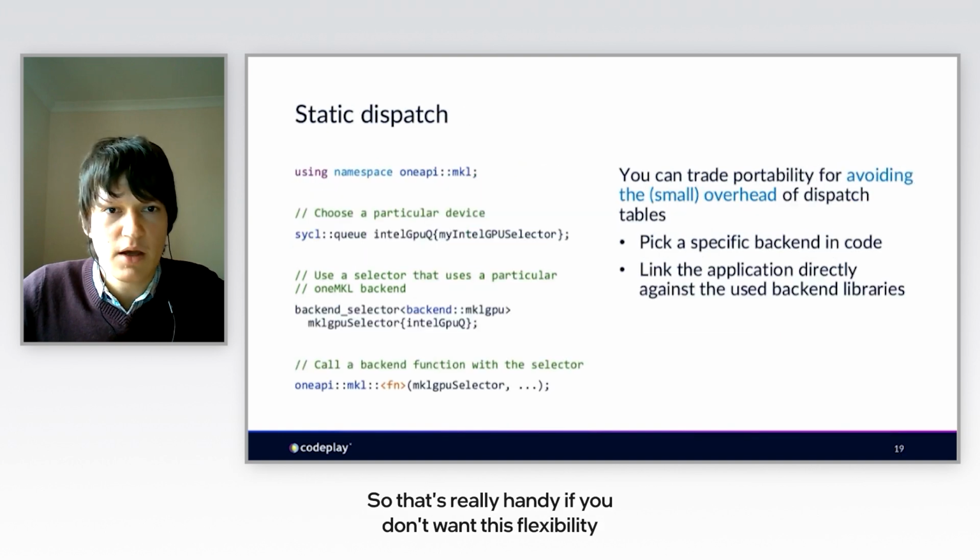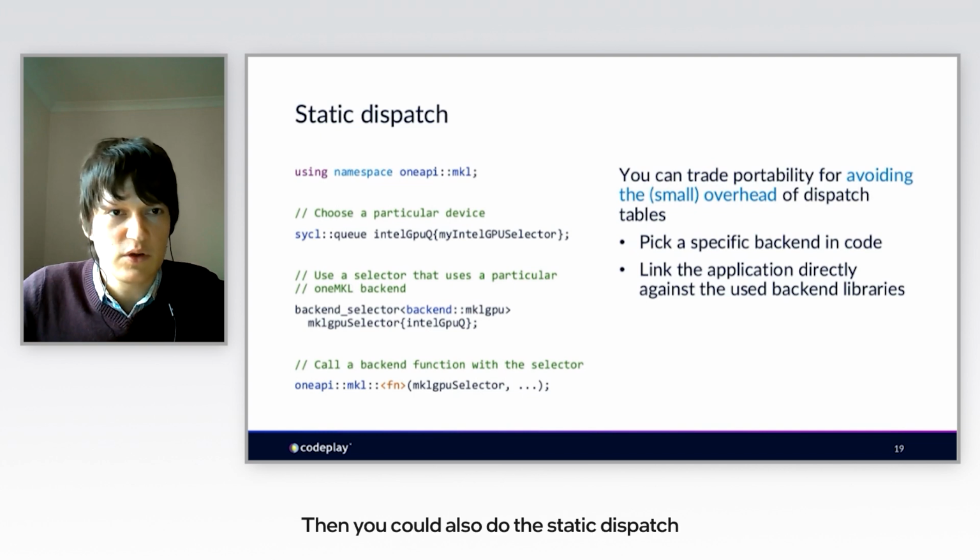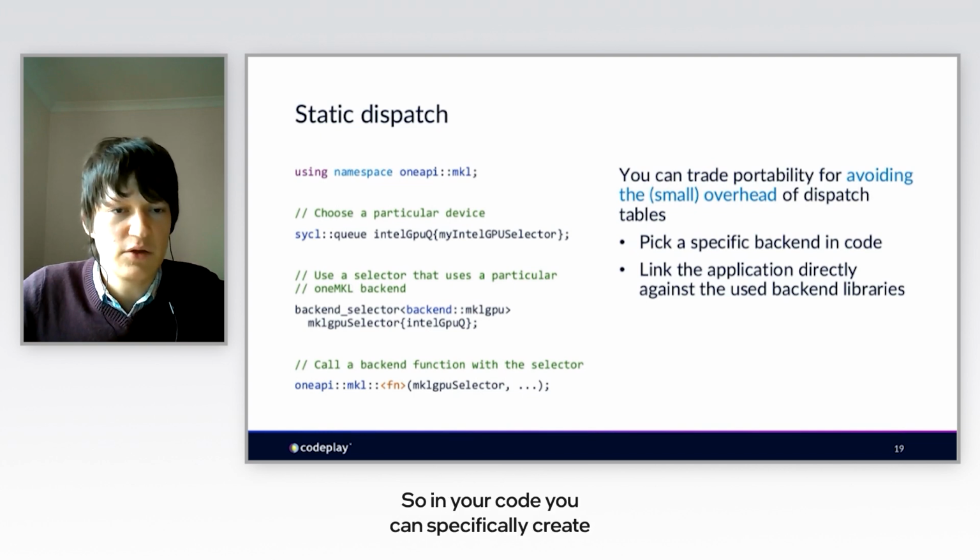So that's really handy. If you don't want this flexibility, and you want to avoid some tiny overheads of deciding which backend is the right one, then you could also do the static dispatch where you decide at compile time. So in your code, you can specifically create a backend selector. For example, as here, we have an Intel GPU queue, and we tie the backend selector to that, and we can pass that on then to the function call.